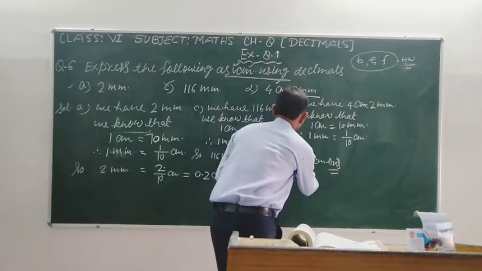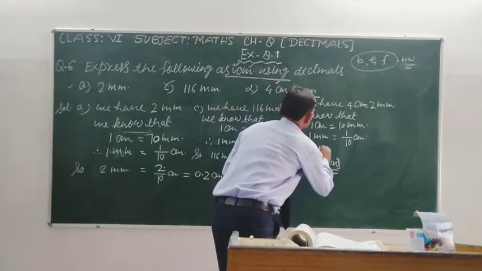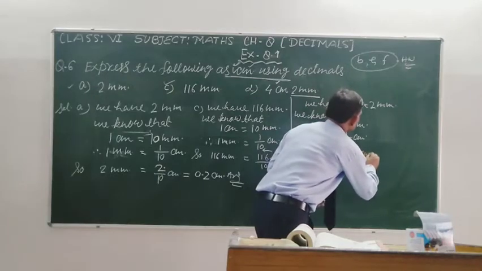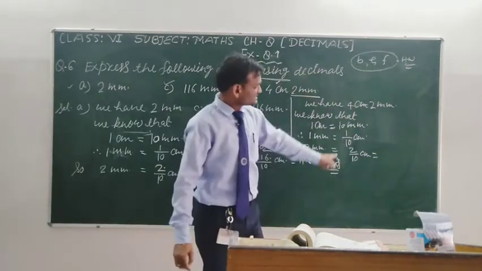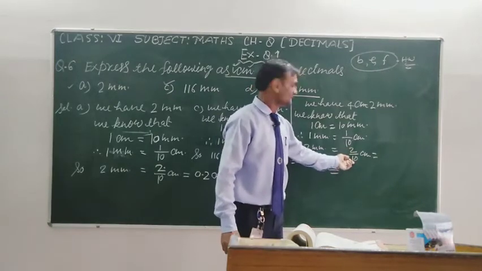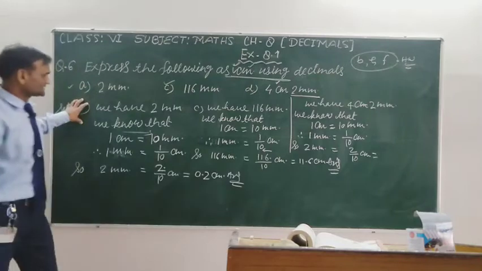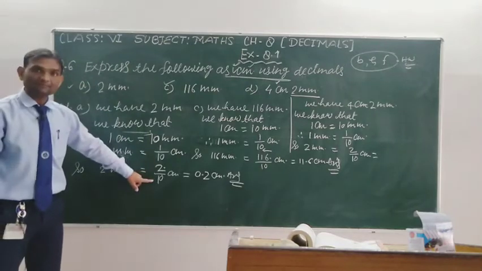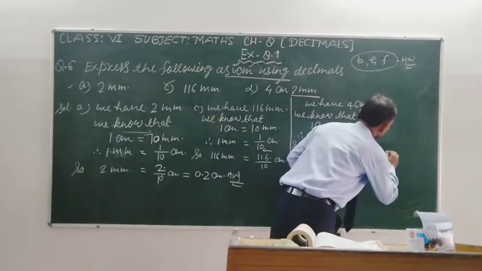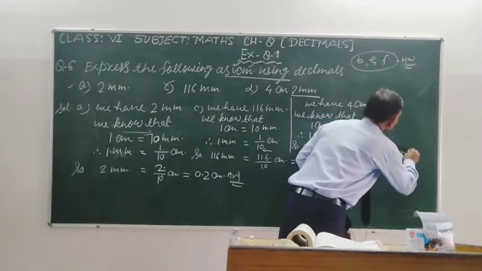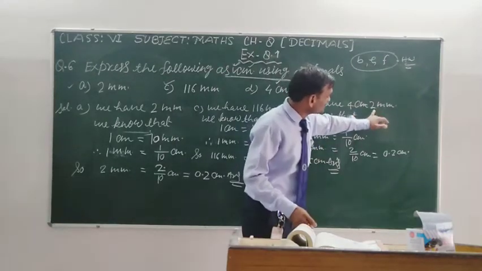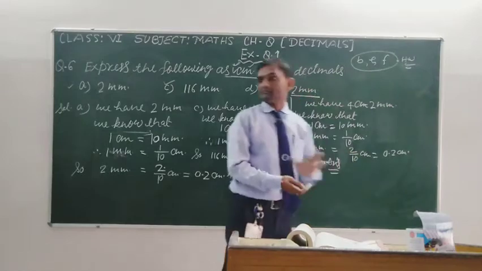So 2 millimeter is equal to 2 upon 10 centimeter. But write this value in decimal. For this we divide 2 by 10, and here in part first you have already divided 2 by 10. According to this we can write 0.2 centimeter. It means you have changed 2 millimeter in centimeter.